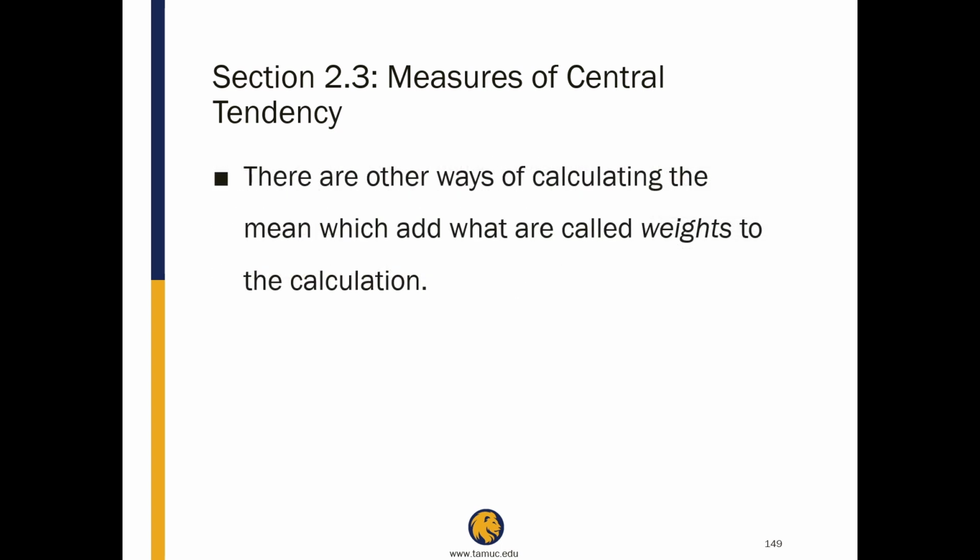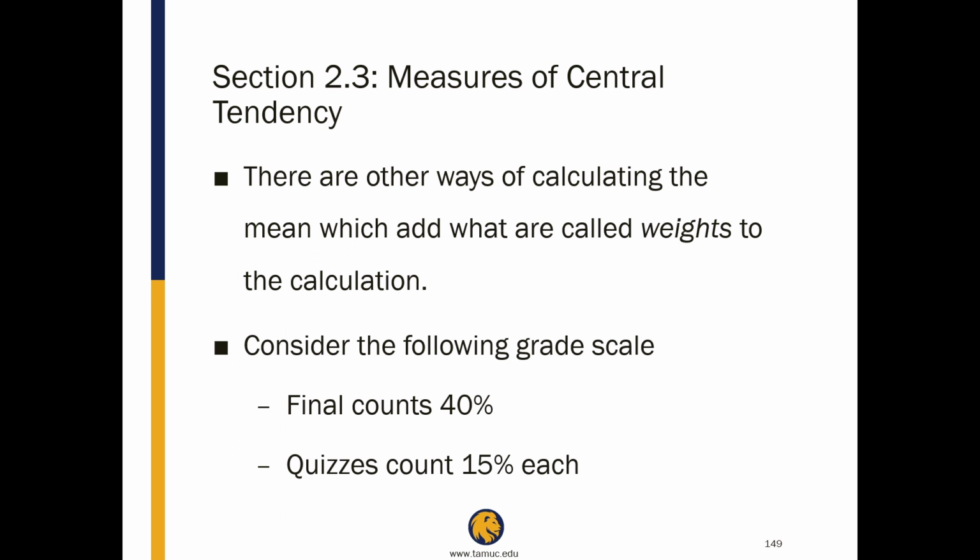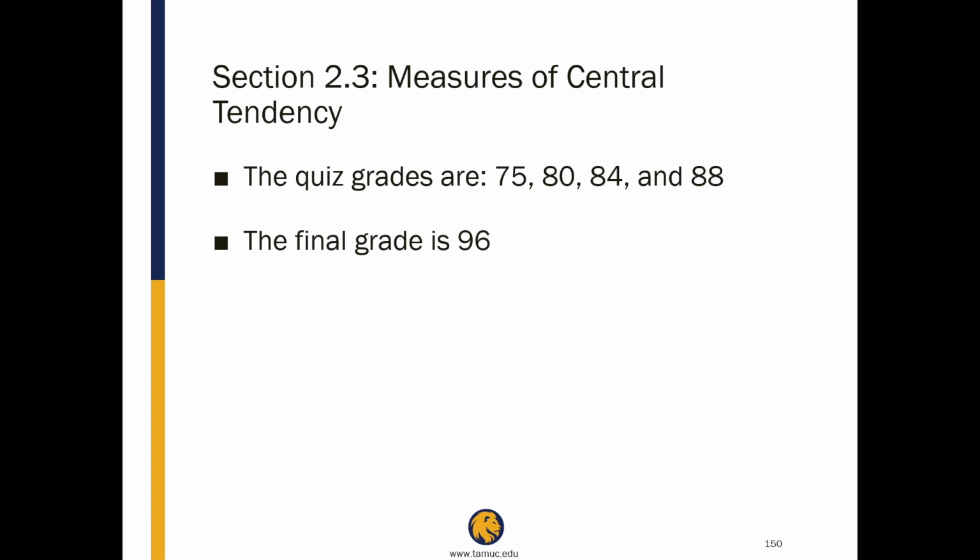There are other ways of calculating the mean, though, which add what they call weights to the calculation. Weights are a lot of times used in averages, especially when grades are involved. So for instance, if the final exam counts 40% and the quizzes count 15% each, this is incorporating what they call weights into the average. So let's just, for example, throw out some numbers: quiz grades of 75, 80, 84, and 88, and a final grade of 96.